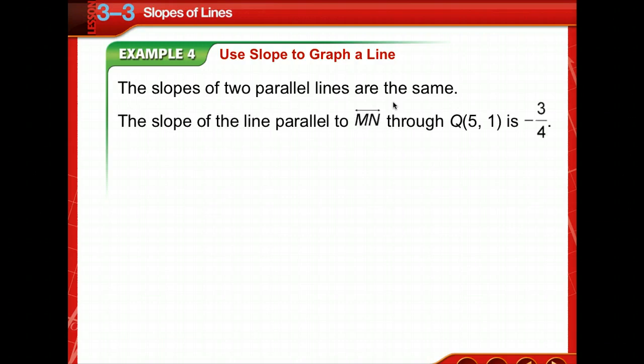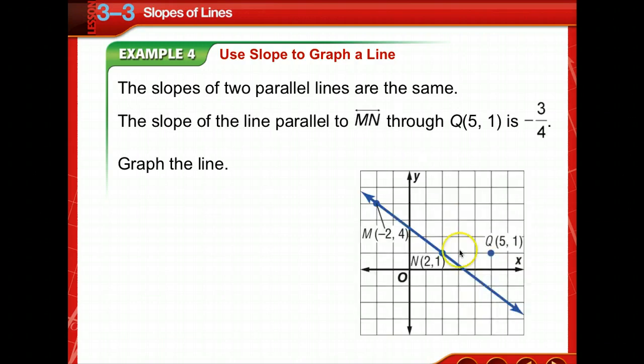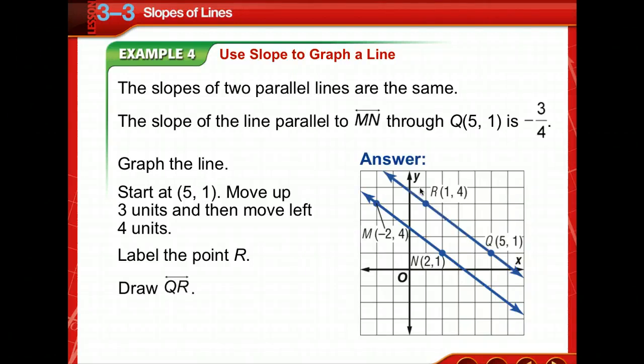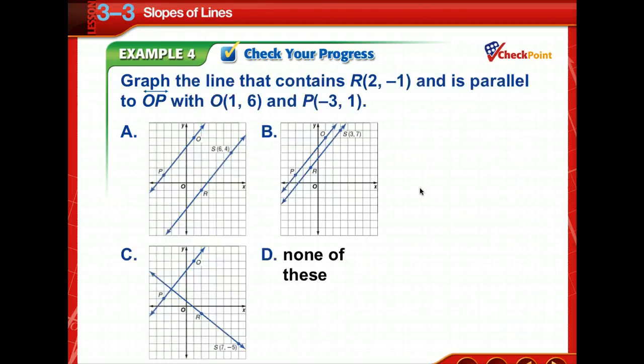The first thing you want to do is graph the original line that goes through those 2 original points and put a point at 5, 1. Now we're going to use the slope -3/4. So you can go up 3, left 4, up 3, left 4, and graph the point R. Connect your points, and you've got your line.